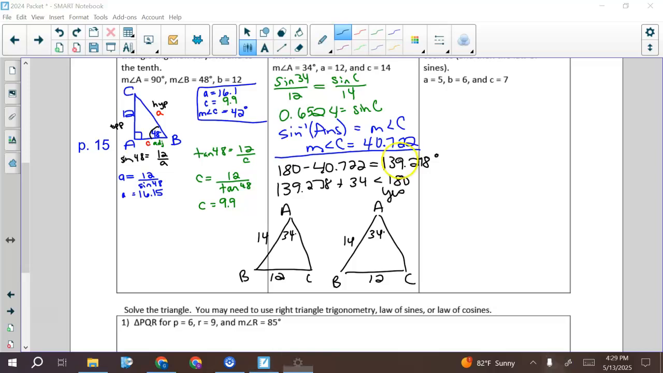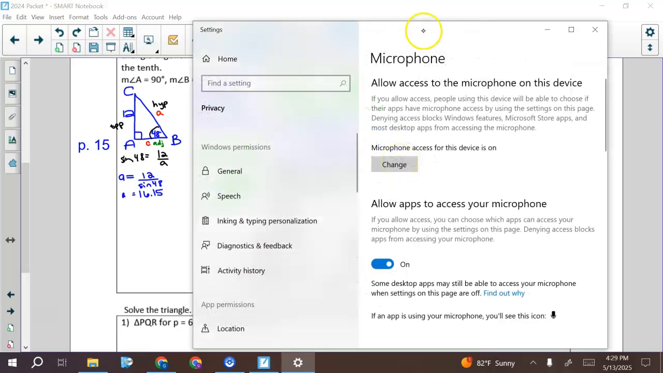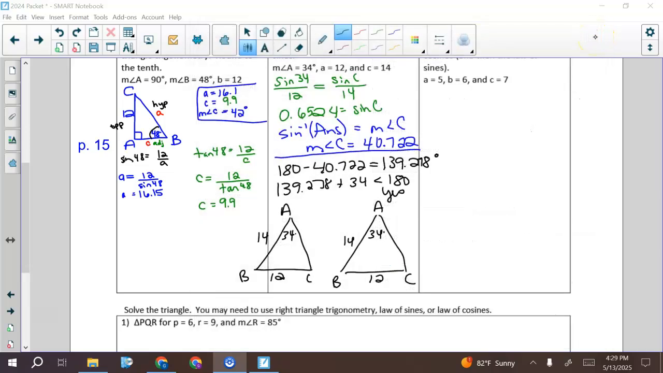And then in one case, our angle was 40.722, or we can just say 40.7 now. And in case 2, our angle C was 139.278. Okay, so then to find that last angle, we could subtract from 180. And then finally, we could use the law of sines to find the sides across from it.